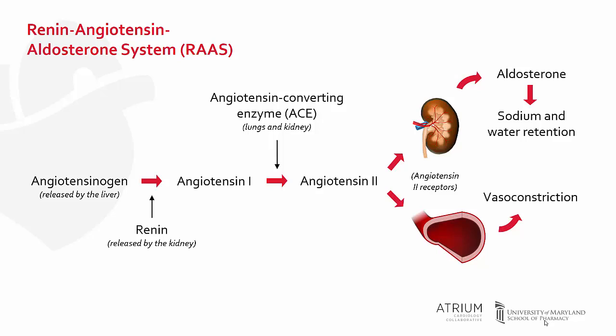ACE inhibitors inhibit the ACE enzyme, preventing the conversion of angiotensin I into angiotensin II. This prevents the actions of angiotensin II on both vascular smooth muscle as well as the downstream activation of aldosterone release. ARBs work one step downstream of that process by blocking the binding of angiotensin II to receptors on vascular smooth muscle and in the adrenal cortex.